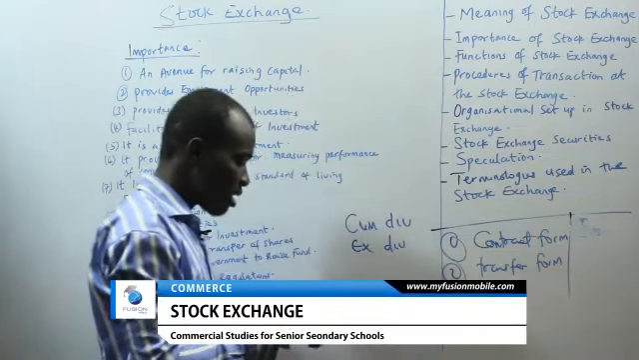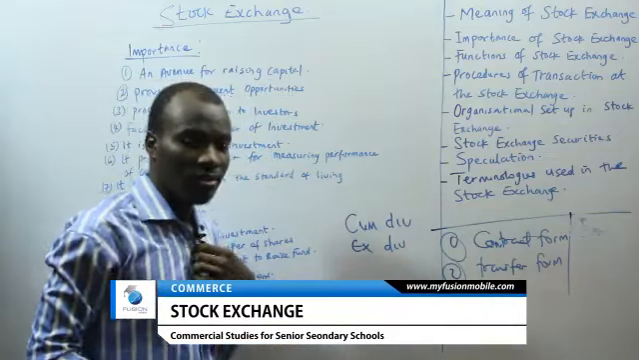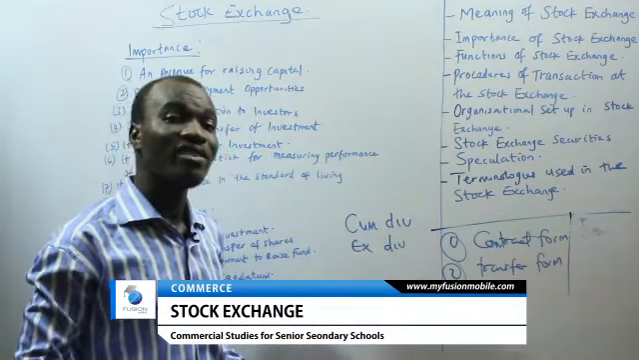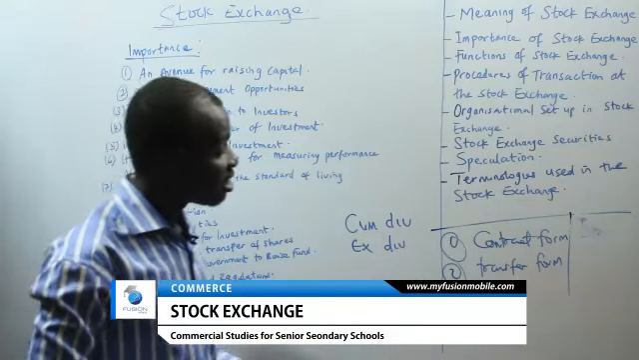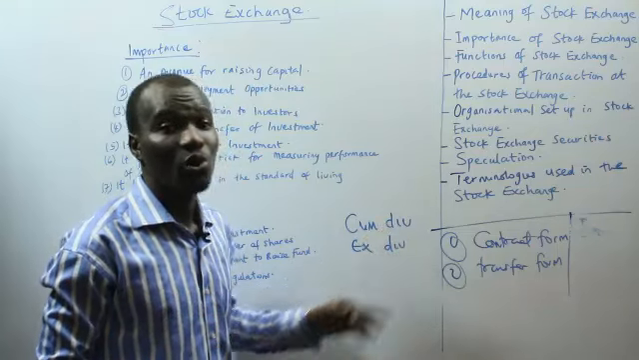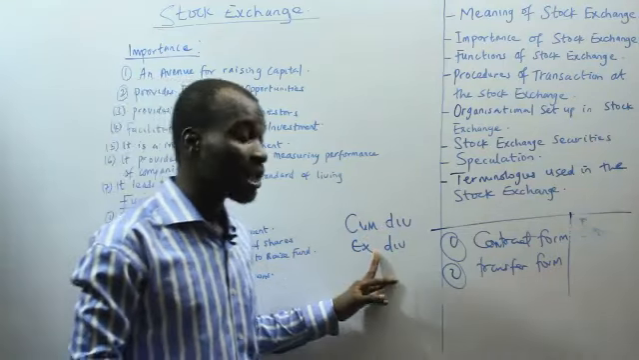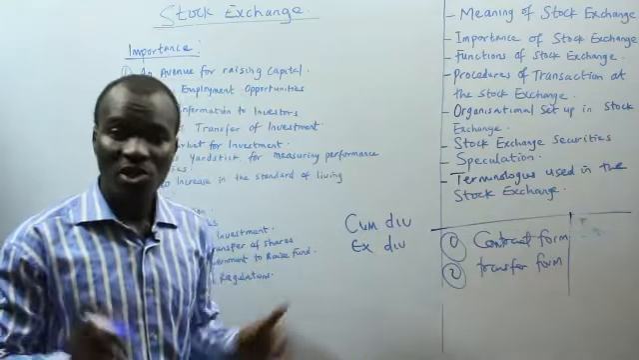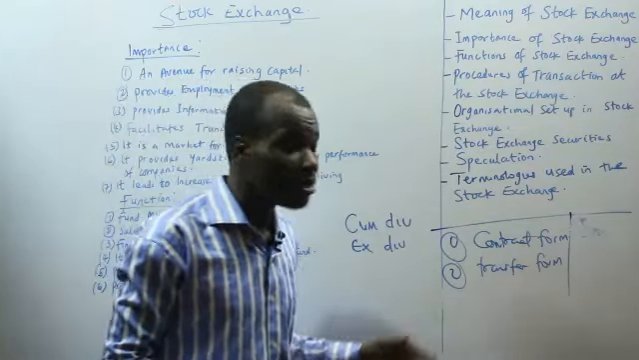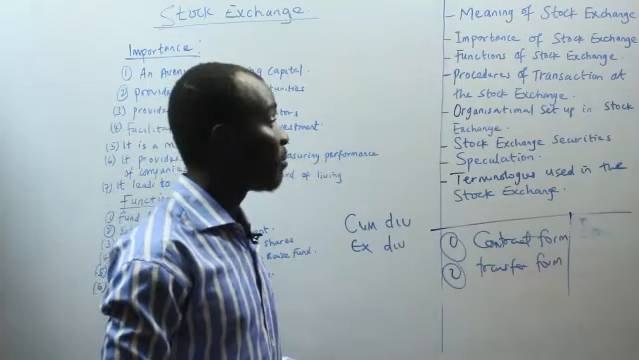If the shares are given at comdiv, it means the client is going to receive the next dividend declared on the shares. And if it's at exdiv, it means the client is not entitled to the next dividend to be declared by the company.